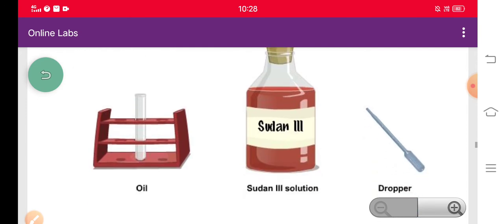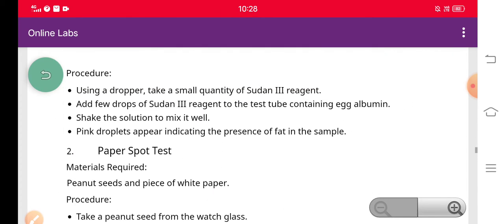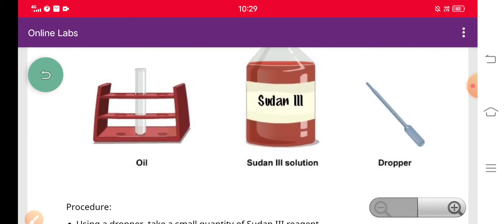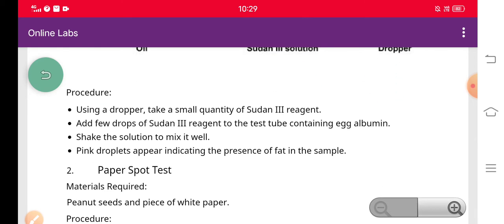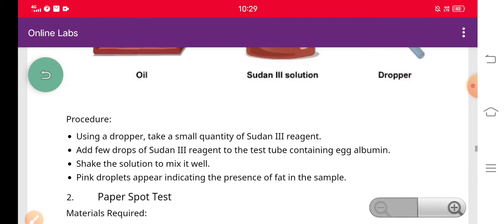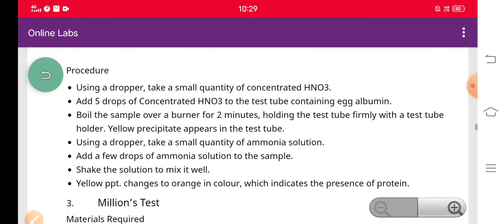The material required: you can see the oil, the Sudan III solution and the dropper. Using a dropper, take a small quantity of Sudan III reagent. Add a few drops of Sudan III reagent to the test tube containing oil. Shake the solution to mix it well. Pink droplets appear. It indicates that fat is present in the oil. Okay, so these are the related materials required.